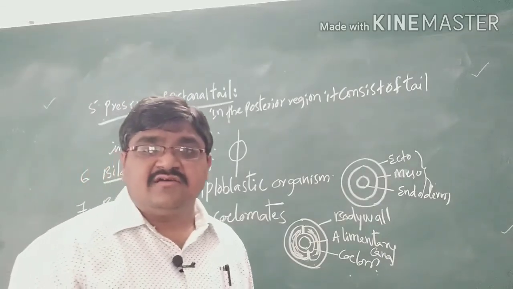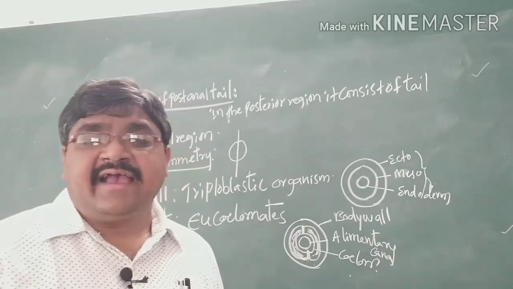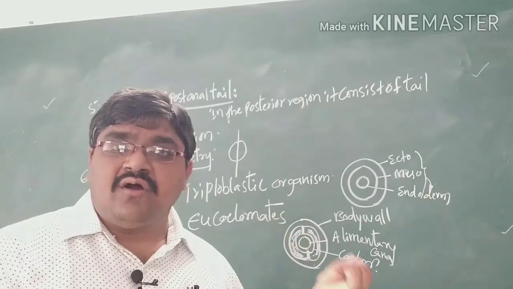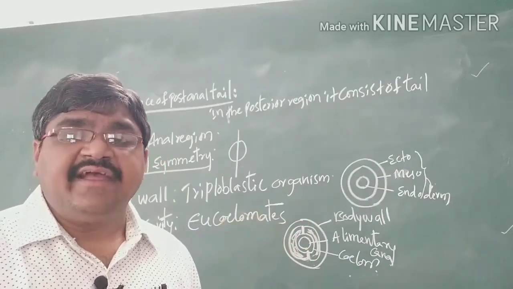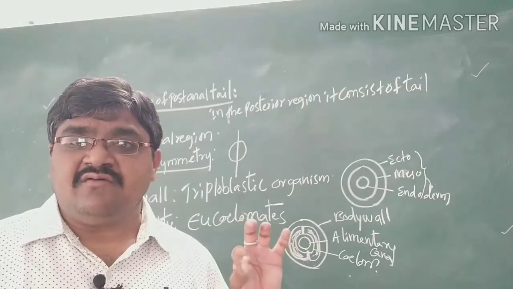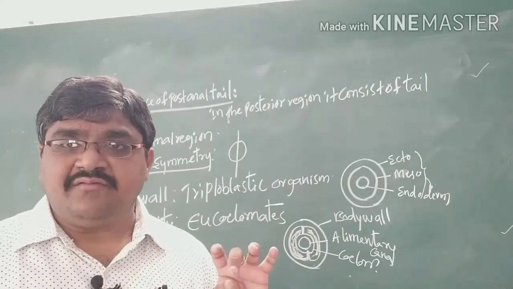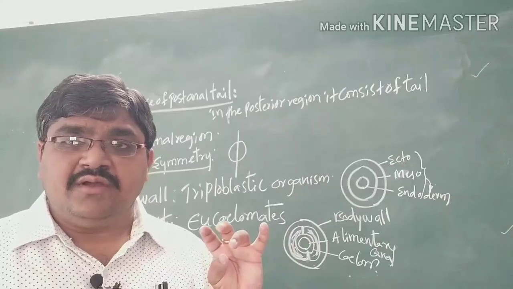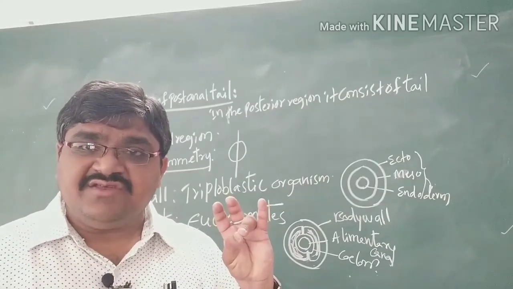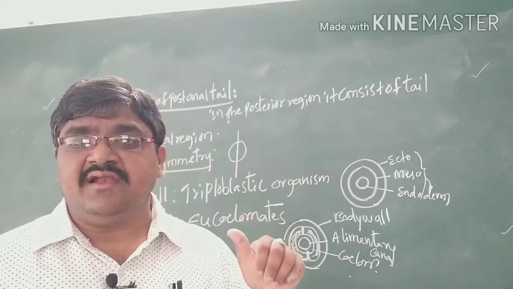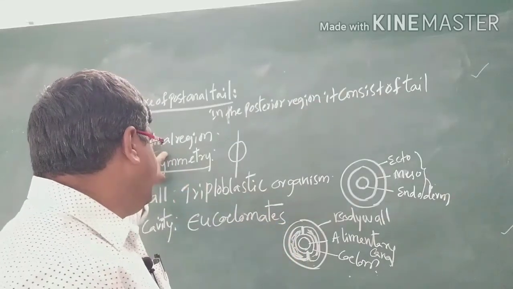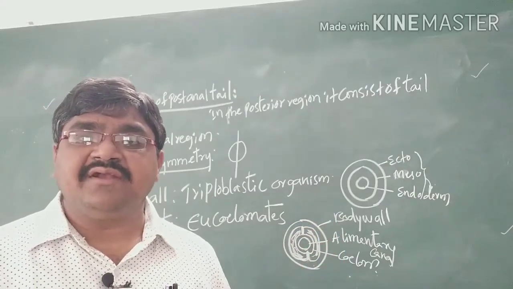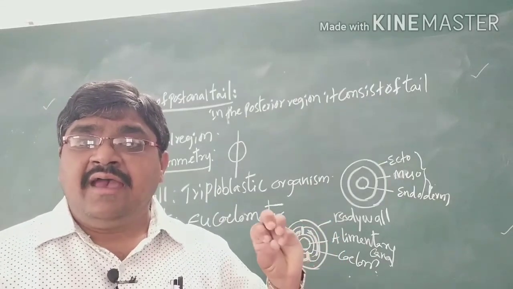So we can call them eucoelomates. These are the 8 fundamental or diagnostic characters present from primitive chordates to higher chordates: the dorsal tubular nerve cord, notochord, pharyngeal gill slits, ventral heart, post-anal tail, bilateral symmetry, body wall, and also a body cavity. These are present in all chordates.